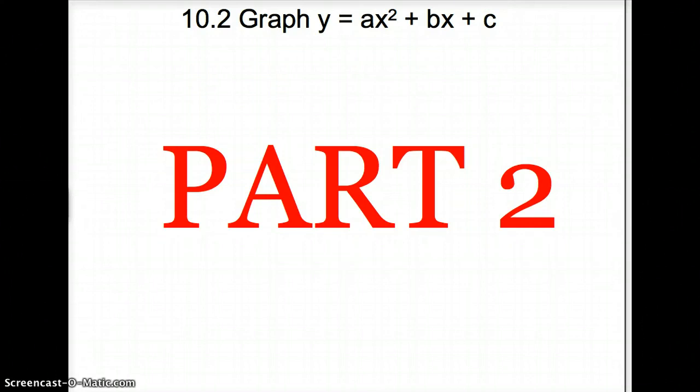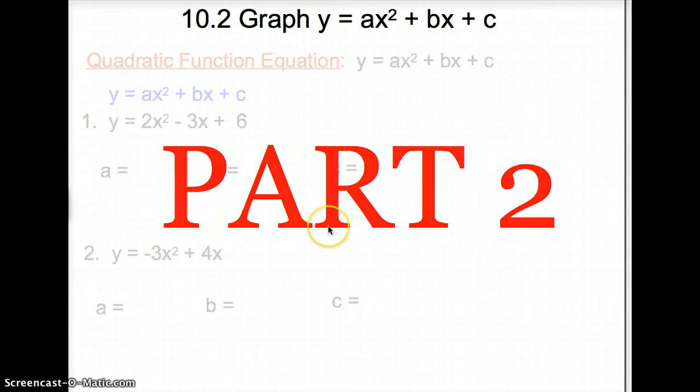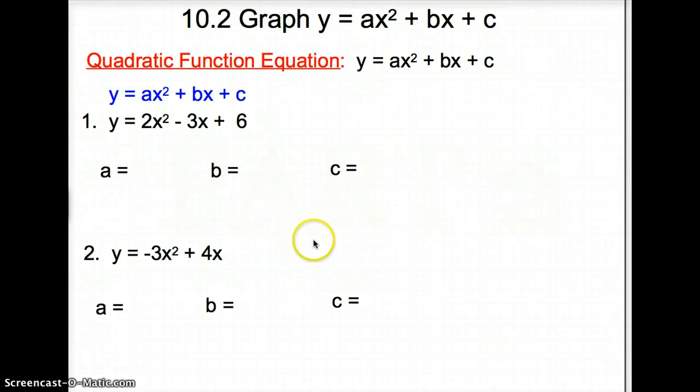Welcome to section 10.2, part 2, graph y equals ax squared plus bx plus c. Before we start with this, we're going to clear up any misunderstandings that you might have from the first lesson. So just remember that a quadratic function equation is y equals ax squared plus bx plus c, where this a, that b, and this c are all numbers. So we also have the quadratic function equation right there.